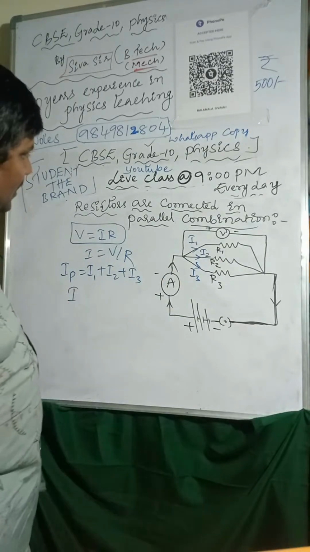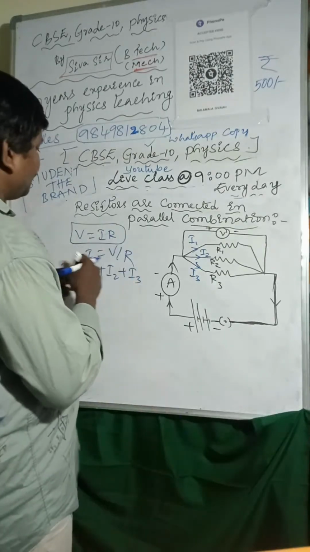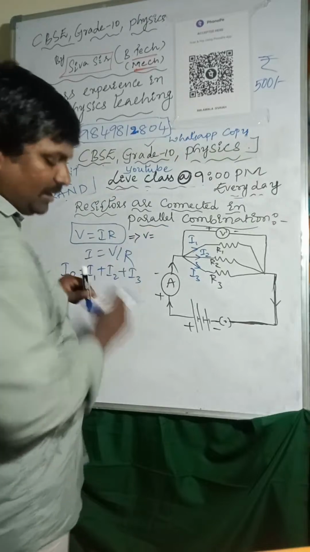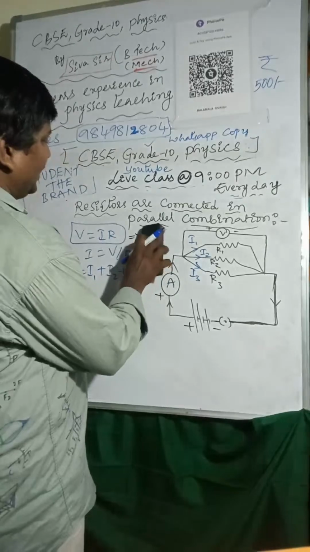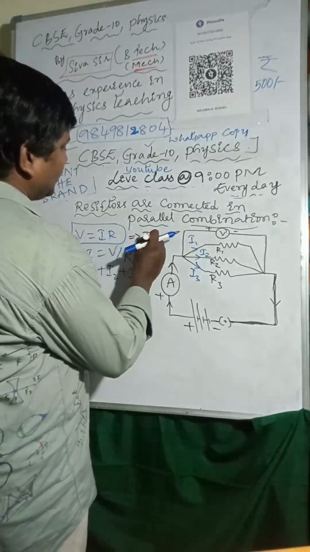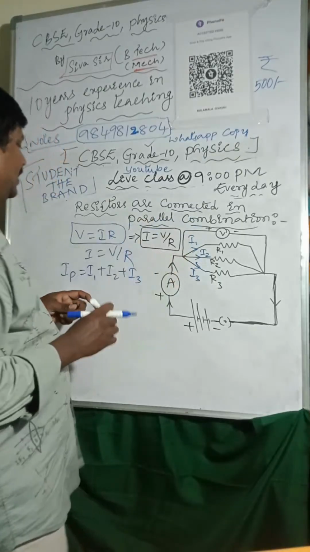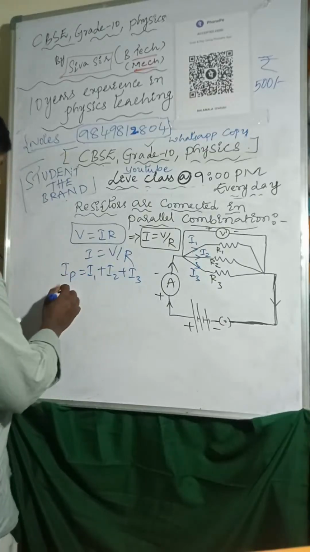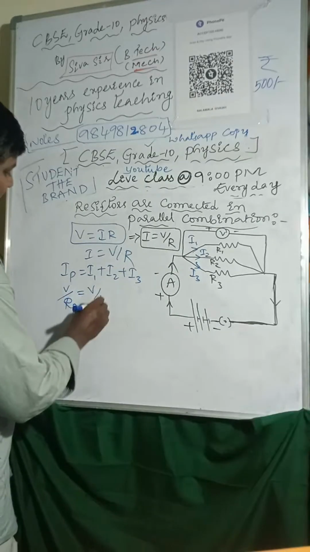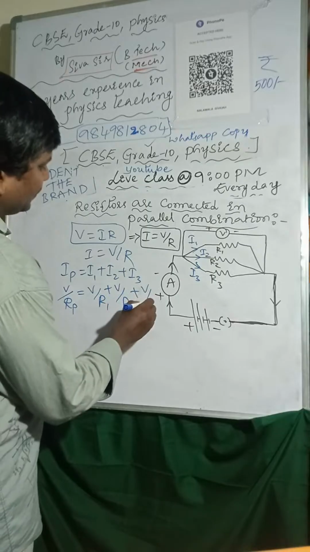So V by RP. From here we can consider I equal to V by R. This is the formula. So from that we can take V by RP equal to V by R equal to V by R1 plus V by R2 plus V by R3.